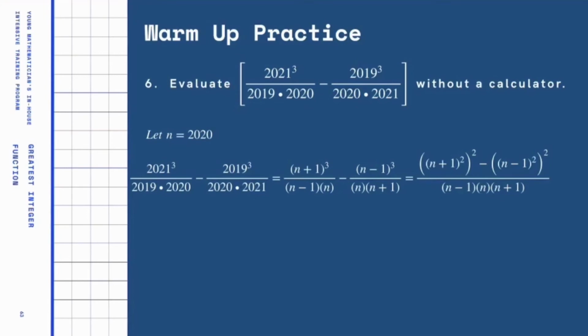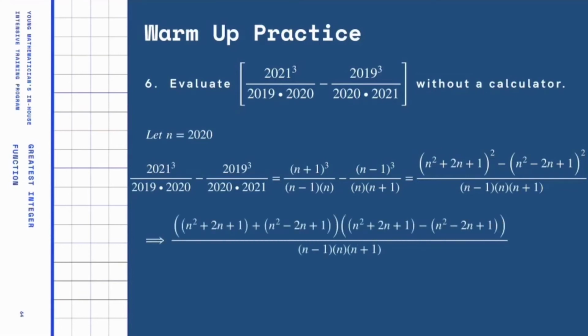Now by the difference of two squares, first, n plus 1 squared is already easy to expand, so n plus 1 squared is n squared plus 2n plus 1, and n minus 1 squared is n squared minus 2n plus 1. The difference of two squares, a squared minus b squared, is equal to a plus b times a minus b. So now we have the quantity n squared plus 2n plus 1 plus the quantity n squared minus 2n plus 1, times the quantity n squared plus 2n plus 1 minus the quantity n squared minus 2n plus 1.